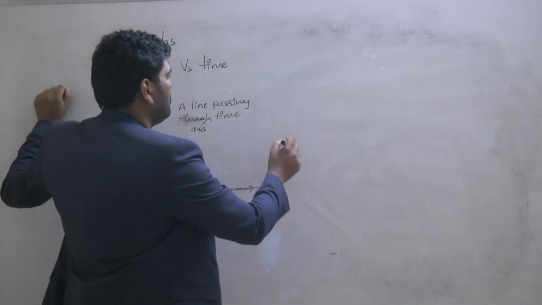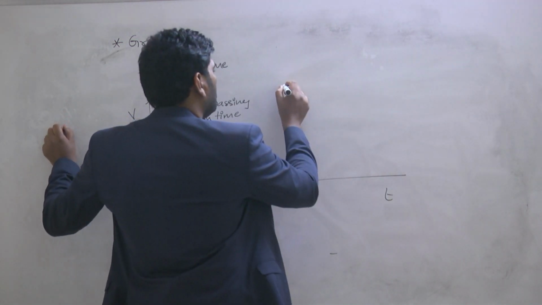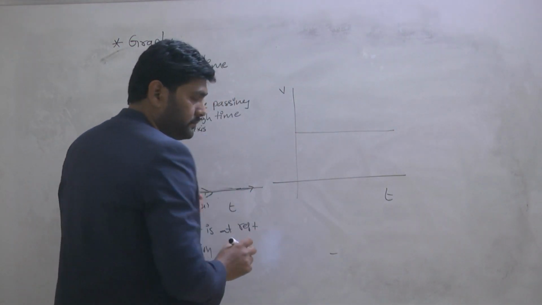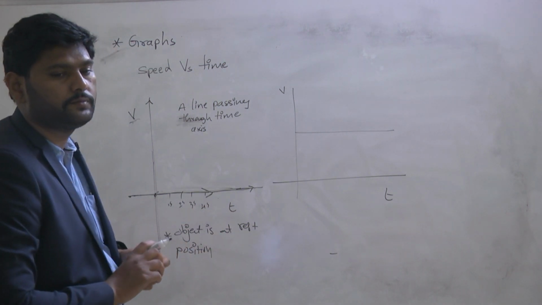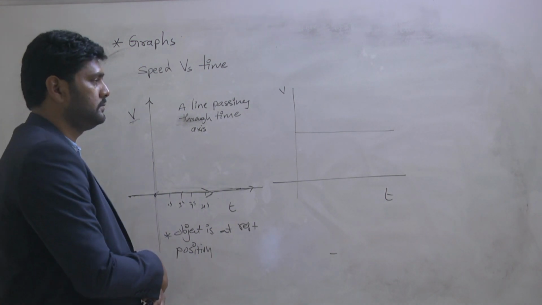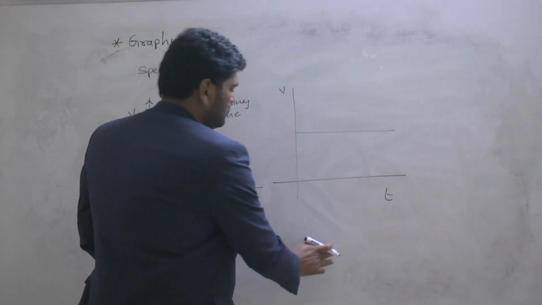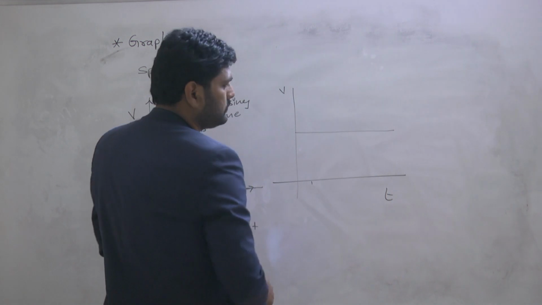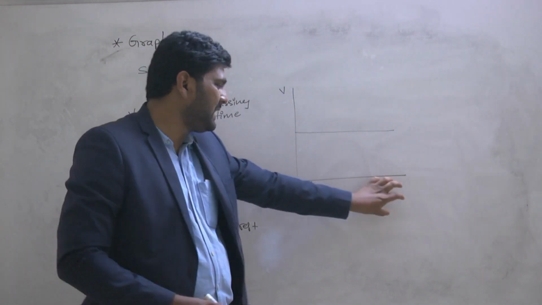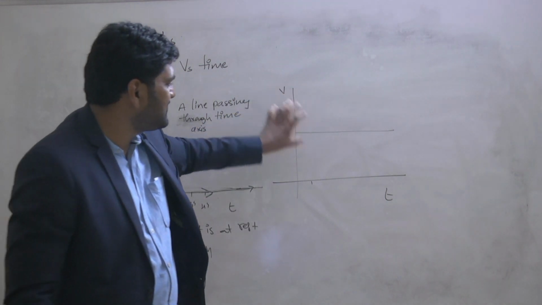And one more graph. This is again time, this is speed. This is the way the graph goes. This is the second graph. Tell me now what this graph is indicating. It travels some distance and then remains at rest, sir. See, this is a speed versus time graph. This is not a distance versus time graph.